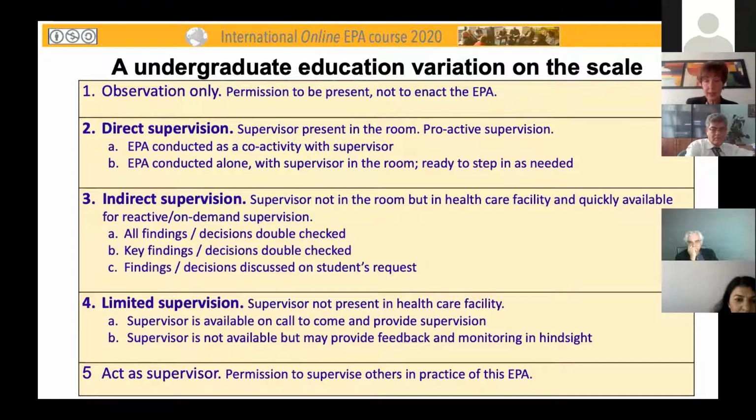For indirect supervision, here you can also see that there's a subdivision in 3A, 3B, and 3C, depending if all findings are double-checked in A, or key findings are only checked in B, or when decisions and findings are only discussed on the student's request. So there are some variations in the skill you can use.